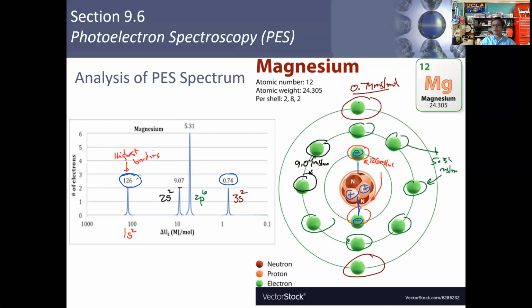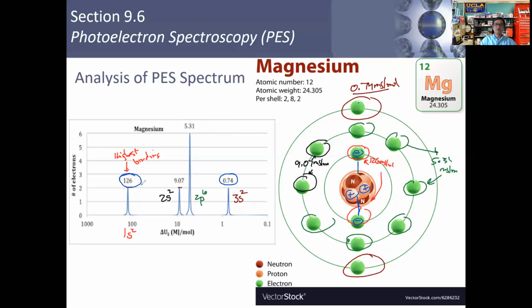If you take a look at this, the peak at 126, the peak at 907, and the peak at 0.74 are all the same size, which means they represent the same number of electrons. The peak at 531 is about 3 times larger than these two, so it represents 3 times more electrons.